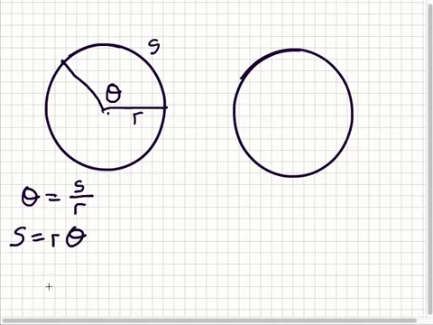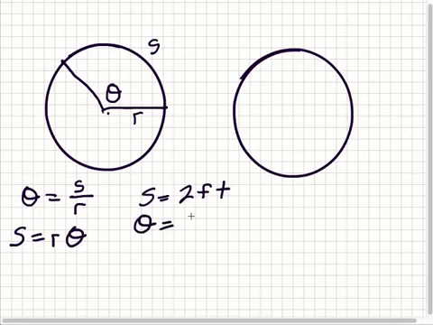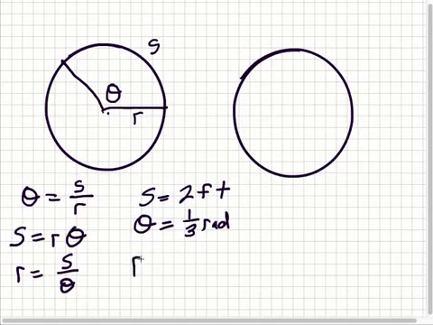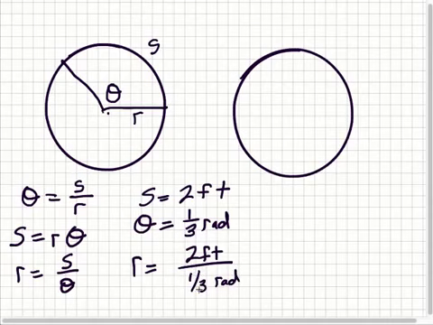So if we wanted to find the radius of a circle that has an arc length of 2 feet given an angle theta of 1/3 radian, if we solve this for radius, we get that the radius is the arc length divided by the angle. The radius would be 2 feet divided by 1/3 radian. When we invert and multiply the fraction, that ends up being a 6-foot radius.